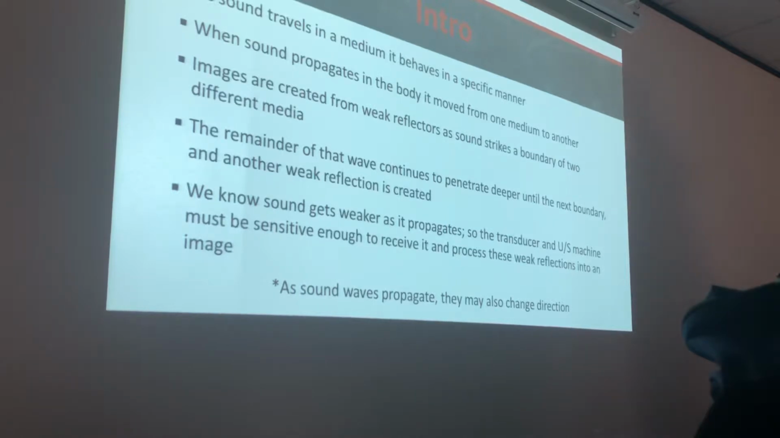Images are created from weak reflections at the boundary between two different media. That's how you can see the capsule of the kidney. That's why you can see that whole echogenic line of the diaphragm, because you're able to see the different boundaries of those media. The remainder of the wave continues to penetrate deeper into the next boundary, and another weak reflection is created. As sound hits different boundaries while penetrating deeper into the body, some of it reflects back to the transducer.